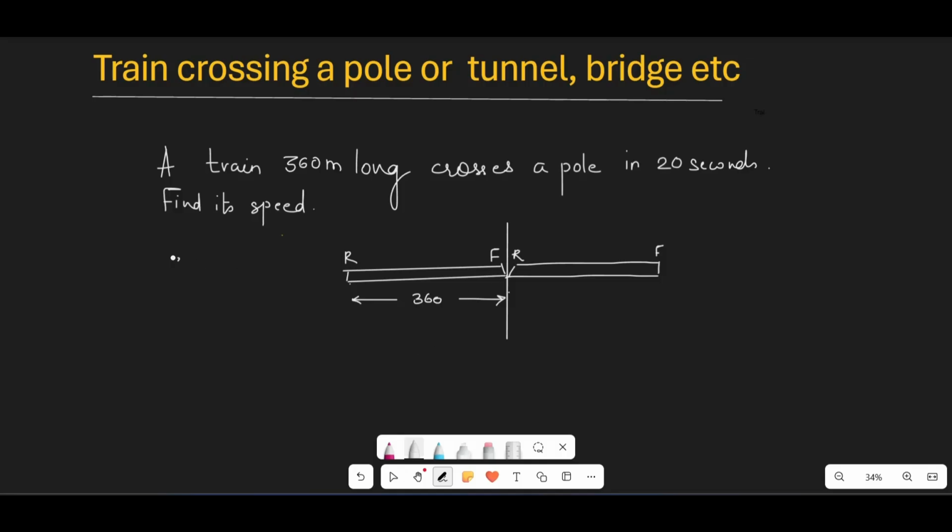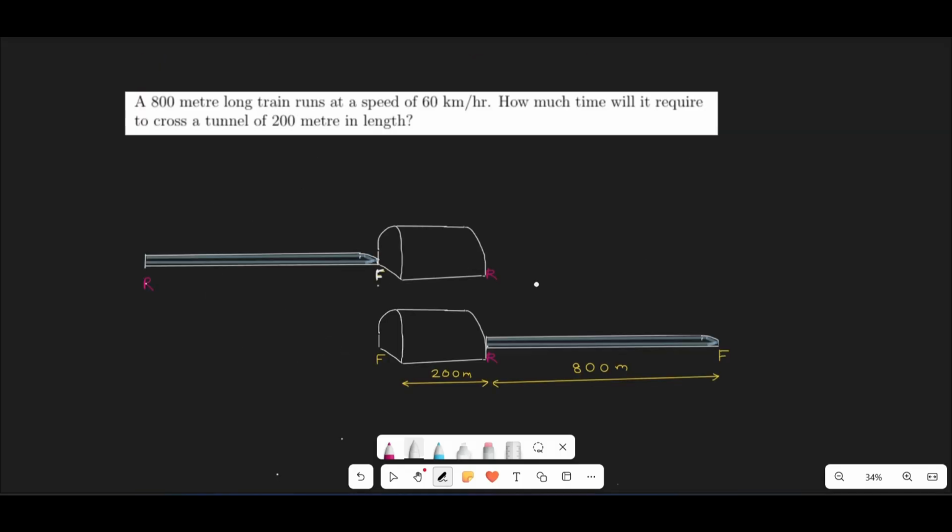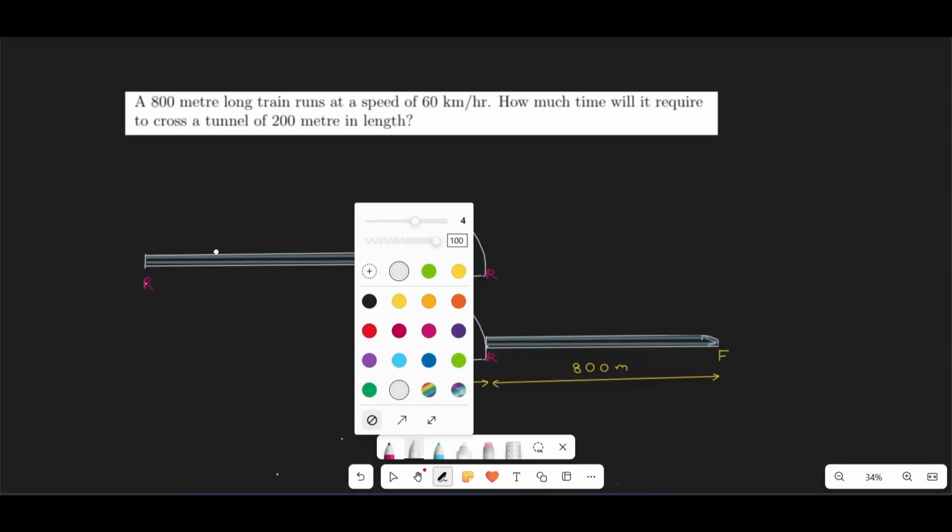So, as per formula, speed is equal to distance upon time. Here distance is the length of the train, that is 360 meters, divided by time in seconds. So you will come to know we are getting the speed in meters per second as the distance is in meters and the time is in seconds. So we have 18 meters per second as the speed of this train. Now let us see this problem.